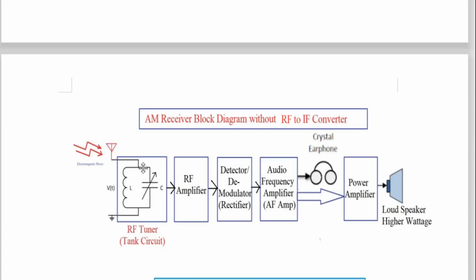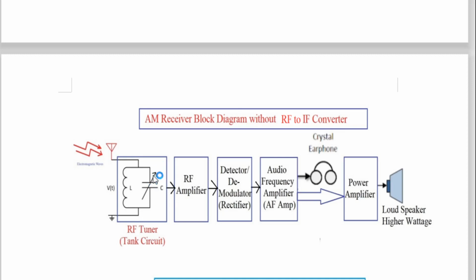And here this block is shown, and this block is called the RF tuner, radio frequency tuner. You are going to tune to the various radio stations, Pune Vivid Bharati or any other. So when you are going to tune to that particular radio station, 455 kilohertz or something like that, then you are going to use one circuit, and the name of that circuit is the tank circuit.